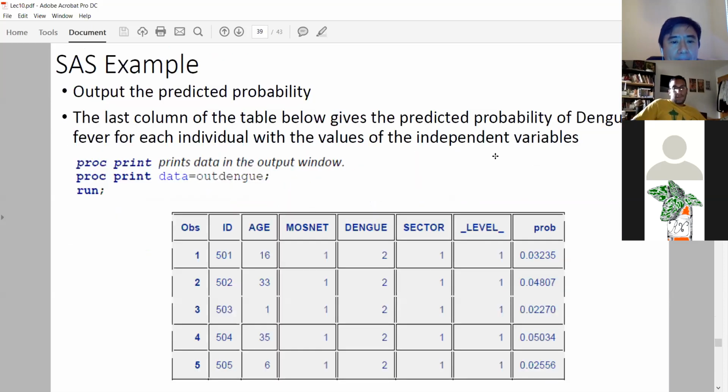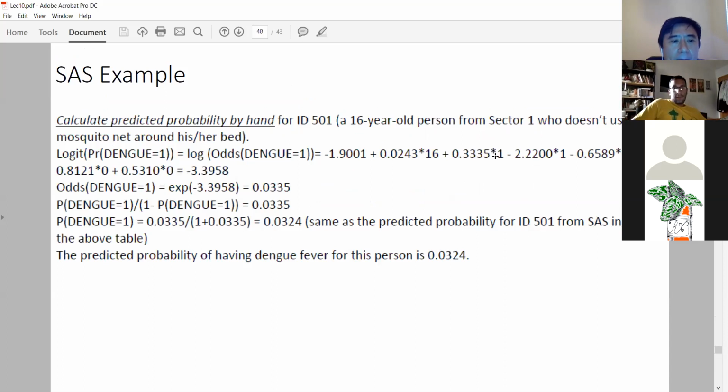Keep going down. Here. Okay. On the third line from the bottom, where it says probability of dengue equals 1 equals 0.035 divided by 1 plus 0.0335. Yes. Why is that a plus and not a minus?